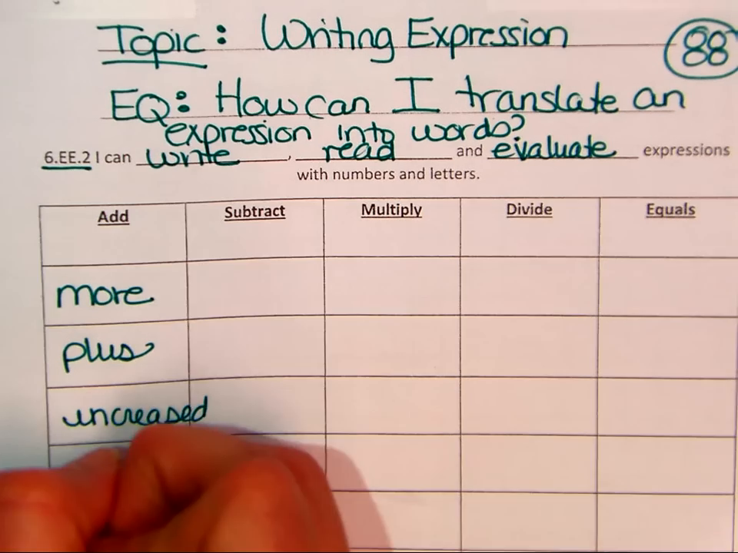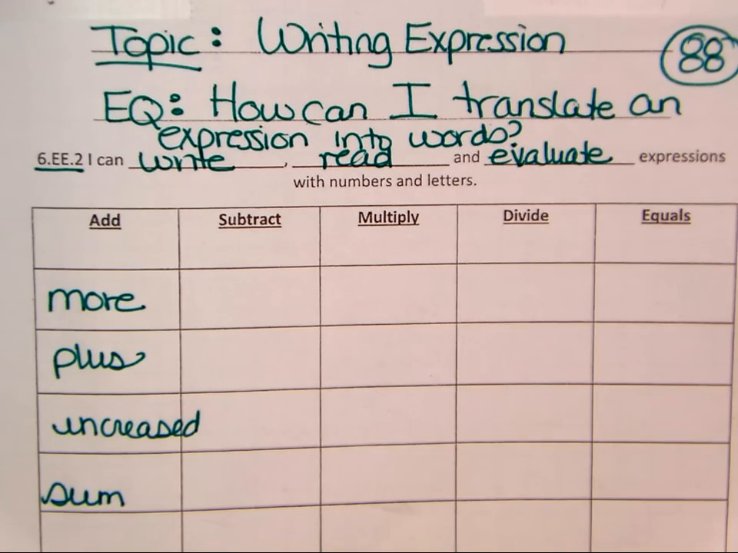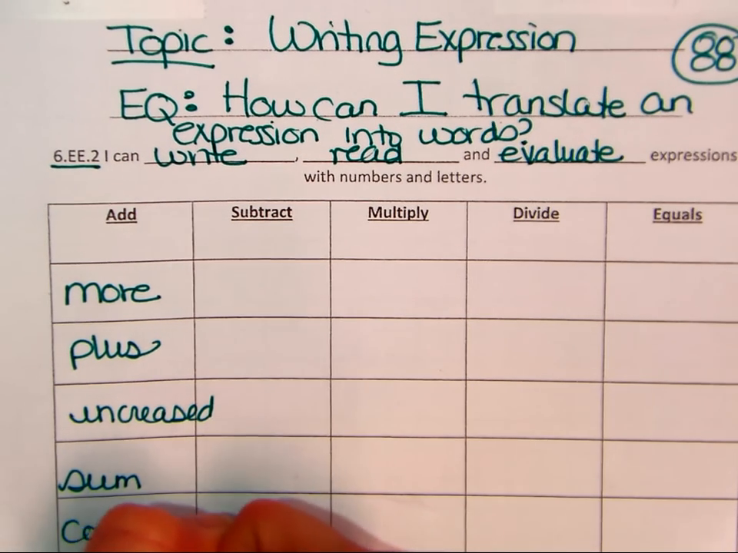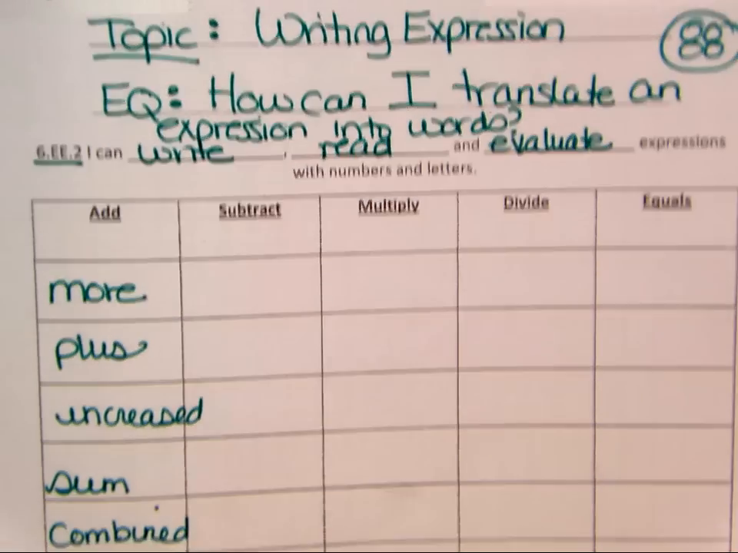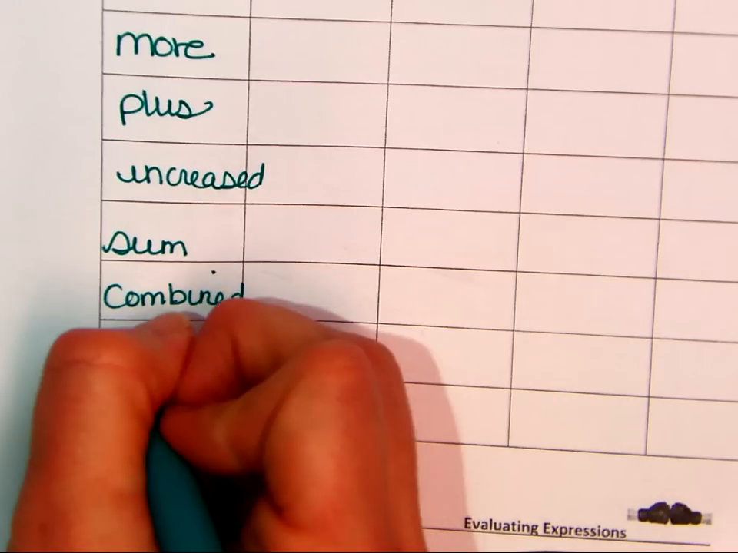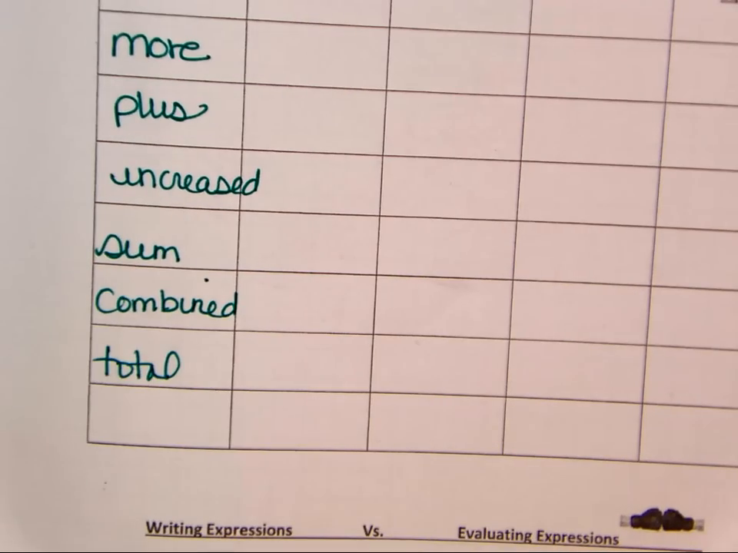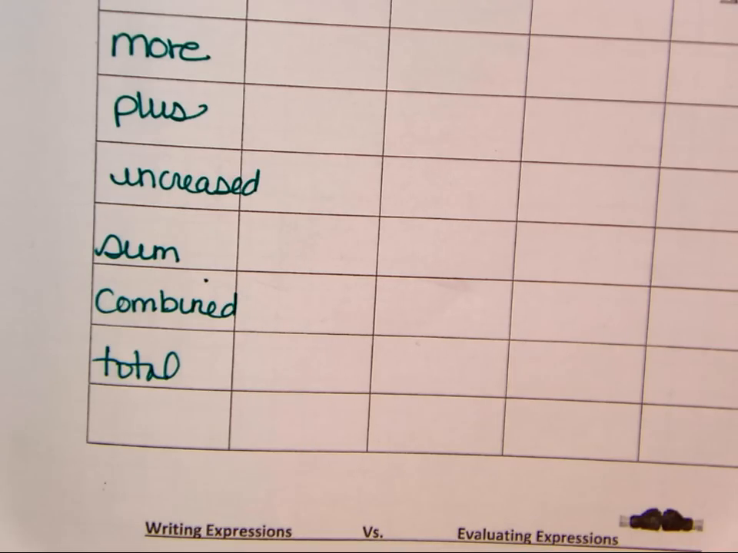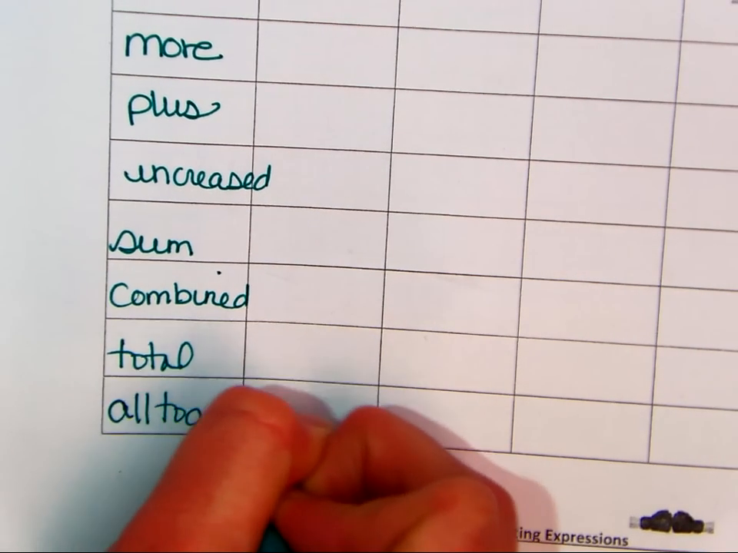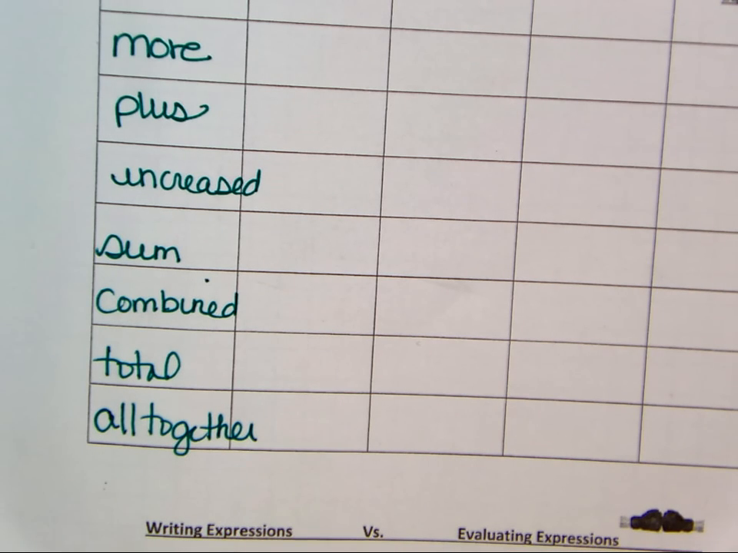The sum, what is the sum of 2 and 3? Combined. If I combined 2 and 3, what would I have? And then we could also have the total. What is the total if I added 2 and 3? Which reminds me, you can also have add. That's another word, obviously, that we can do. And then you can have all together. If I put 2 and 3 all together, what would I have? Or 2 and 3 all together is, so all together is another one of those words. So those are all words that represent adding.